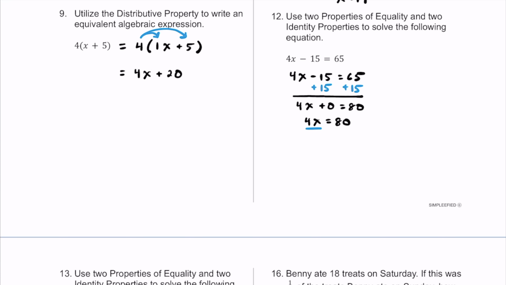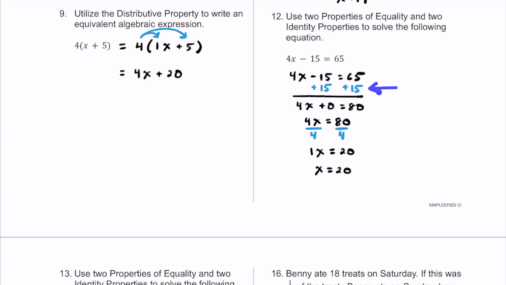Next, we want to go ahead and get a coefficient of 1, so we can divide both sides by 4. That's the division property of equality. 4 divided by 4 is going to be 1, so we have 1x equals, and then 80 divided by 4 equals 20. And then using the identity property of multiplication, we can drop that 1 and say x equals 20.